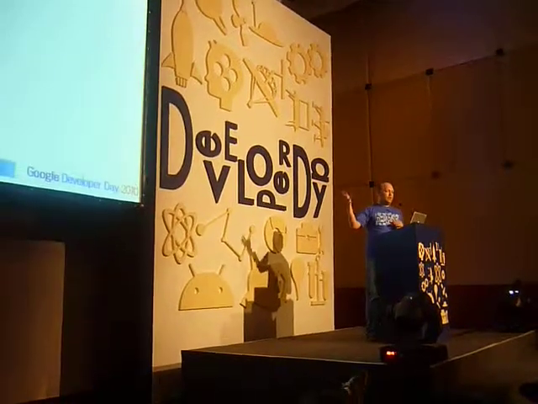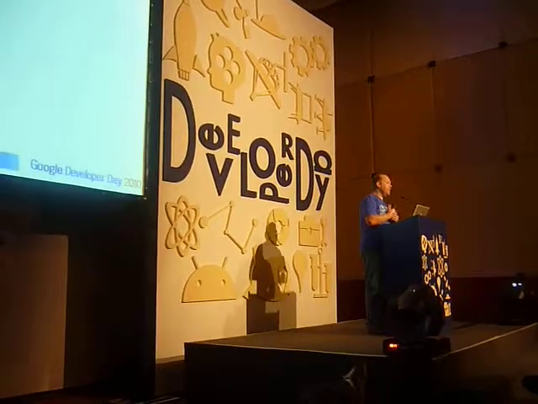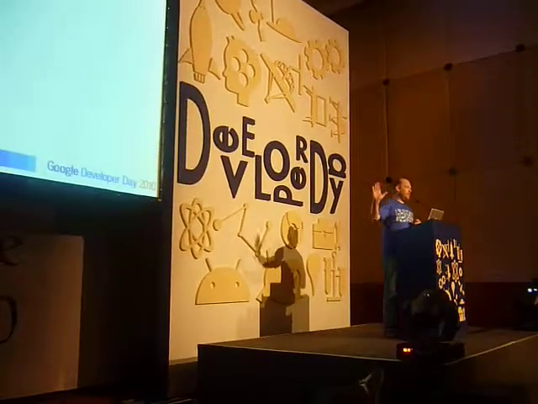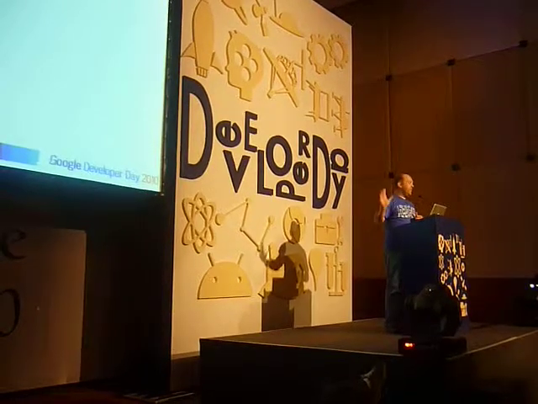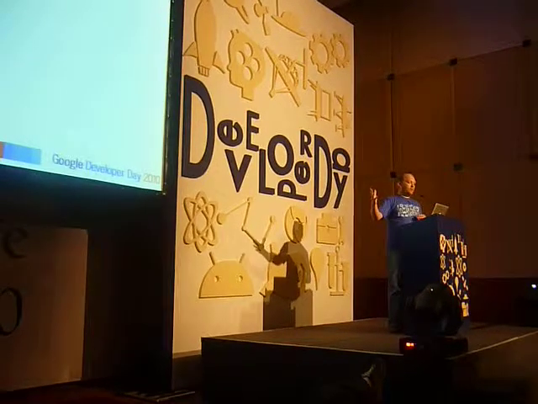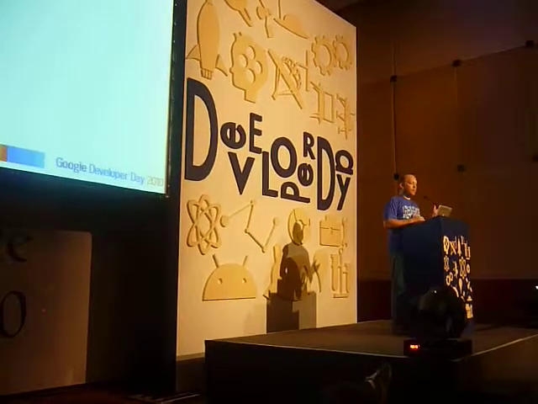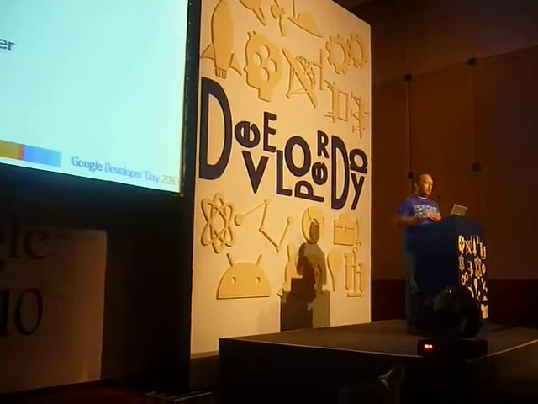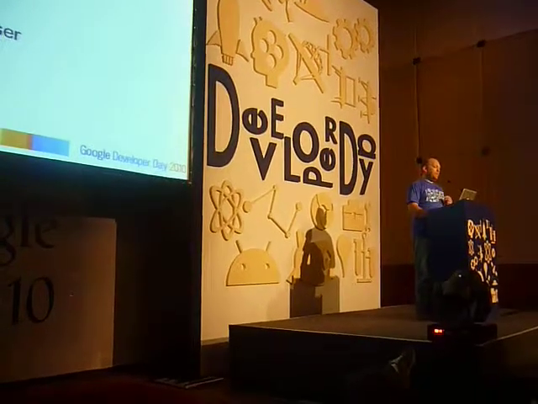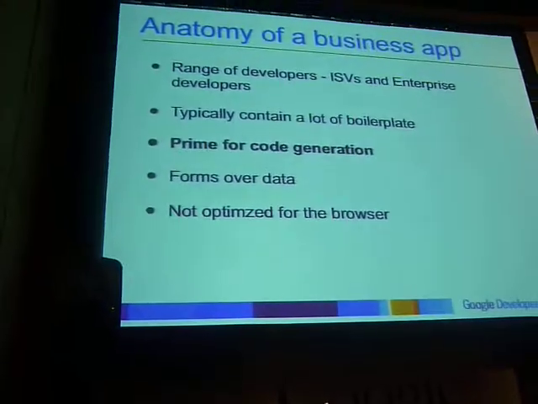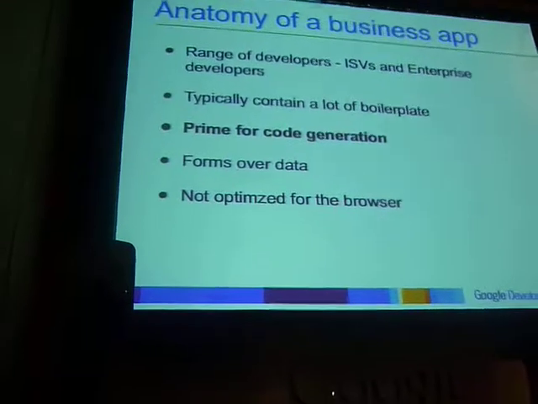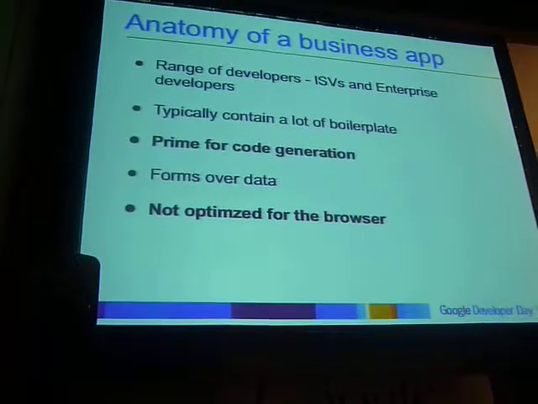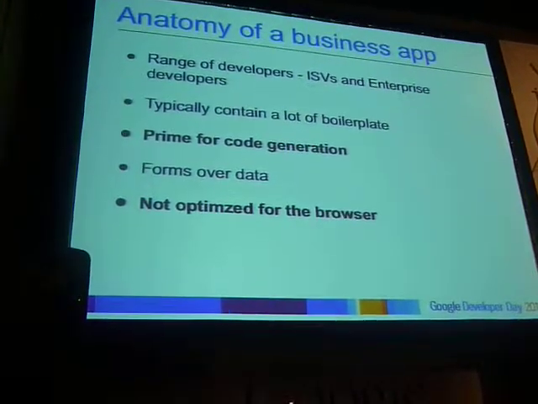So what we did was we took a look at the anatomy of a typical business app, right? Now, this is a broad brushstroke. I don't expect that this is actually applicable to everything, but we said, you know what, there's a range of developers, first of all. There's ISVs and enterprise developers. They typically contain a lot of boilerplate code. They end up being primed for code generation. I think we can do something about that. And there's forms over data, usually, for the simplistic ones. And they're not optimized for the browser, not all of them at least. So how can we fix this?